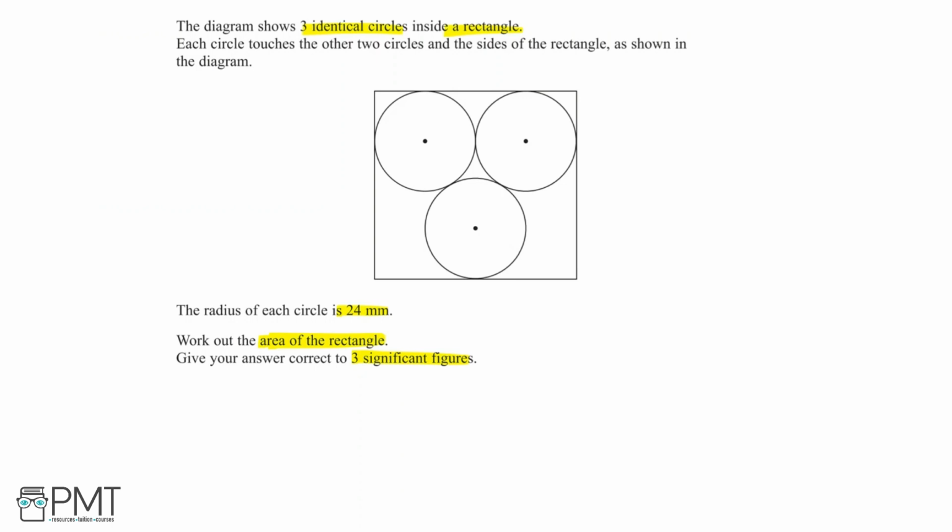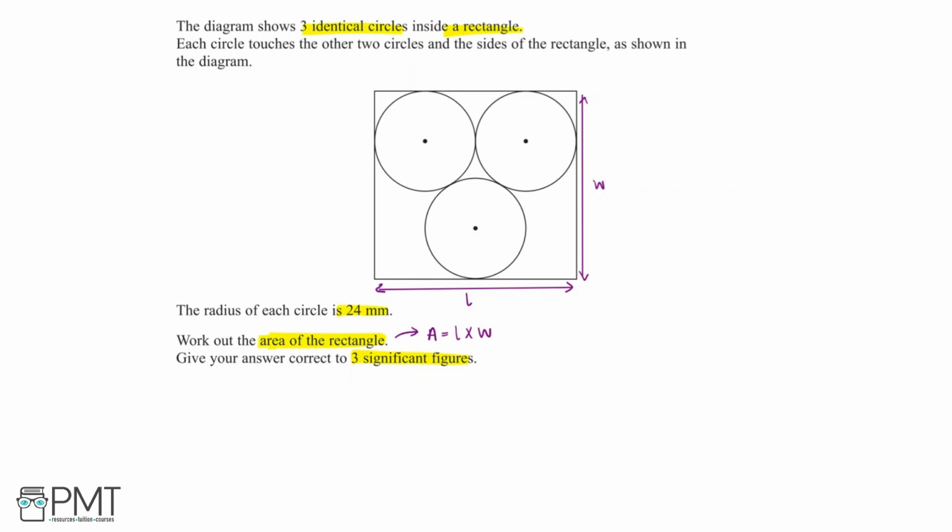Now to start with, the area of the rectangle is given by the length multiplied by the width. Now we can call the horizontal side the length, and we'll call the vertical side the width. Now we're told that the radius of each circle is 24 millimeters. In order to find out the area of the rectangle, we need to find the length and we need to find the width so that we can multiply them together.